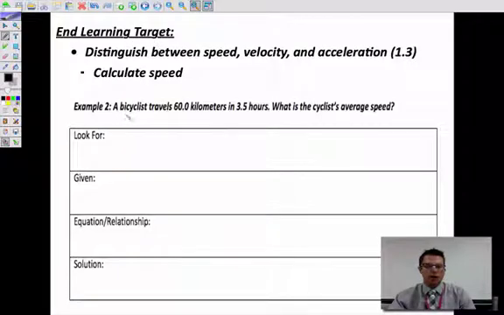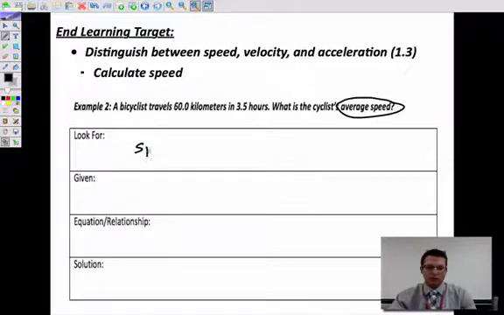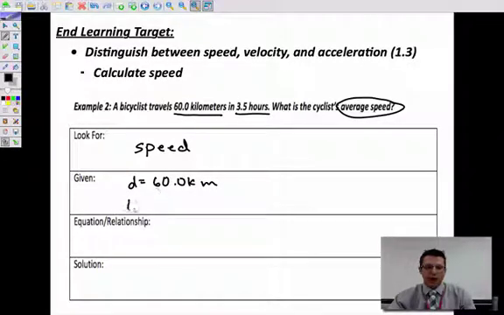A bicycle travels 60 kilometers in 3.5 hours. What is the cyclist's average speed? Well, I'm looking for speed. I'm given distance, because I know that kilometers is a unit for distance. And I'm also given time, because I know that hours is a unit for time.